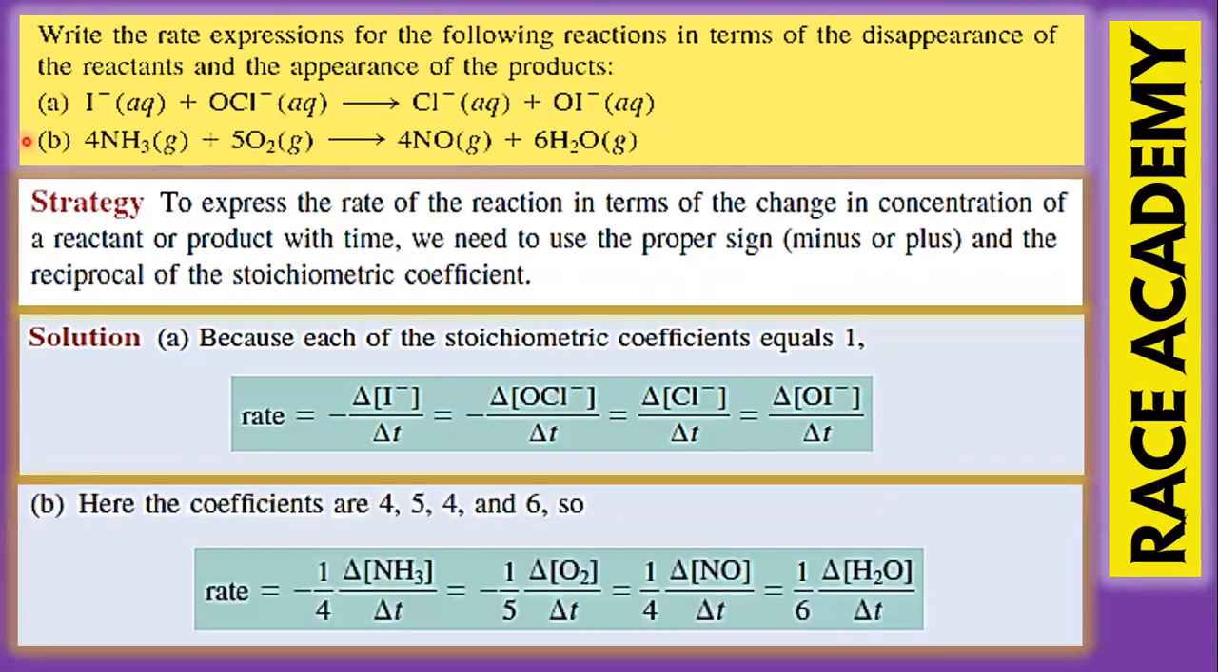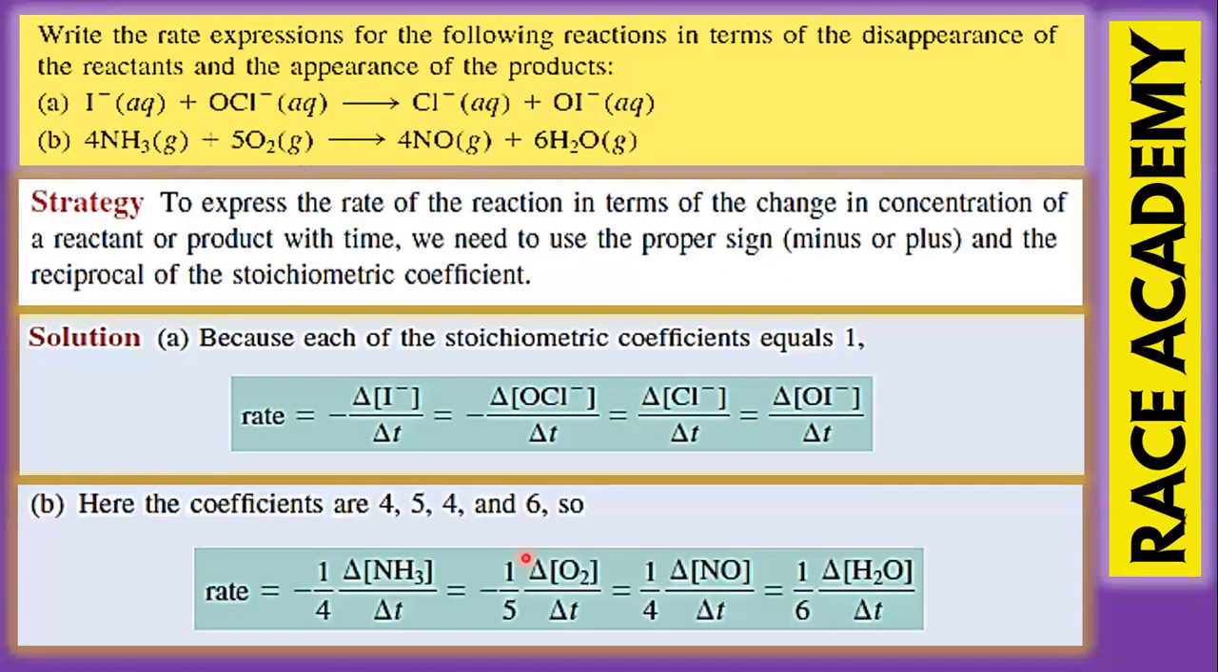Moving on to the second equation, we have the ammonia and oxygen reaction. And these coefficients are 4 for ammonia, 5 for oxygen, 4 for NO, nitric oxide, and 6 for water. Before the rate of ammonia, I will put the reciprocal, minus 1 by 4. Reciprocal of 4 is minus 1 by 4. That is the coefficient of the rate of ammonia.